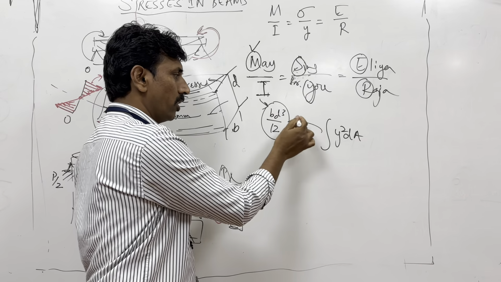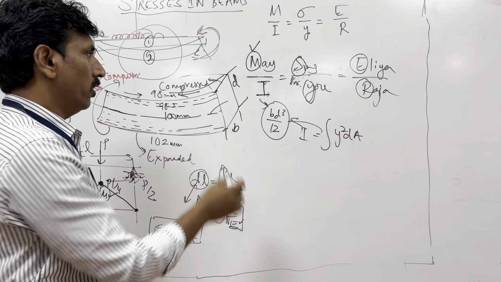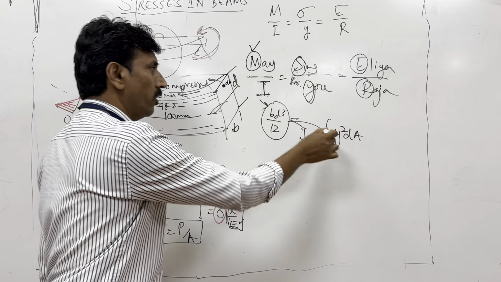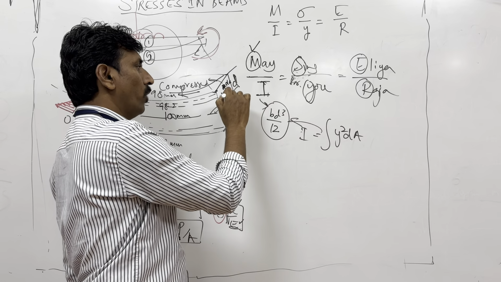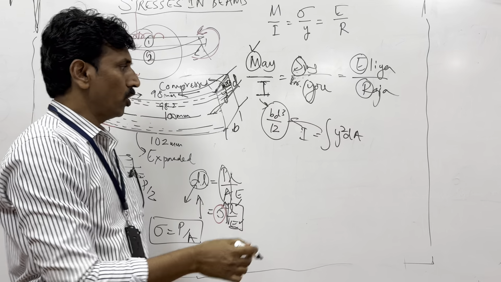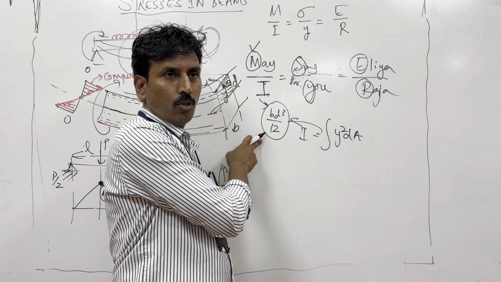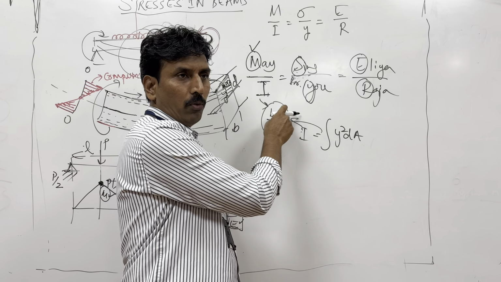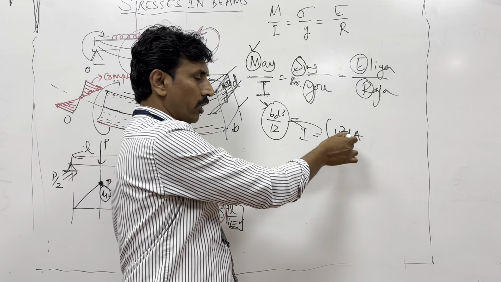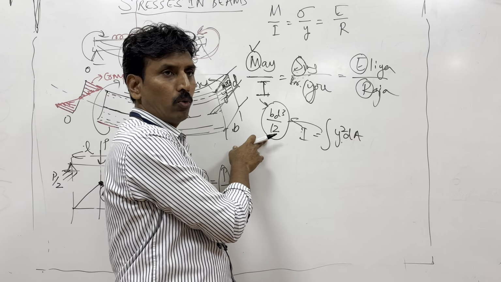This is derived from the integration of y squared dA, where if you integrate all the small areas dA times y squared for the whole surface about the neutral axis, you get this formula. Okay, so BD cubed by 12 did not come from nowhere. Using this equation, they have derived this. Okay, I is equal to BD cubed by 12.